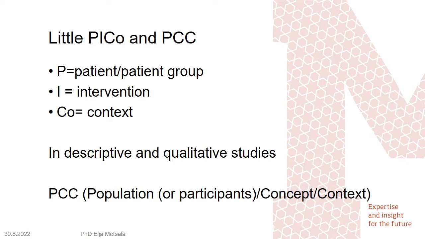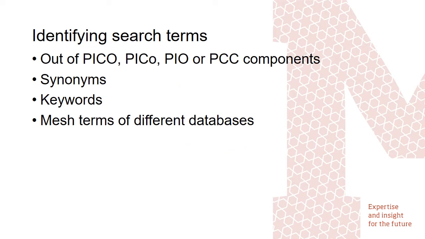There are several other acronym-based ways of constructing a search question that you might find in the literature, but I think these are also PO, where we have P for patient or patient group, I for intervention, and O for contexts, is often used.